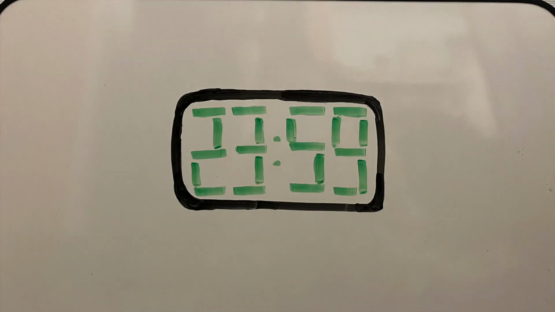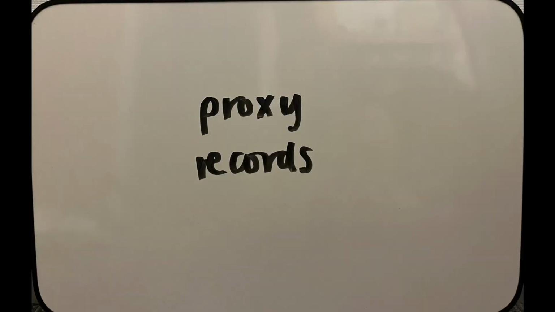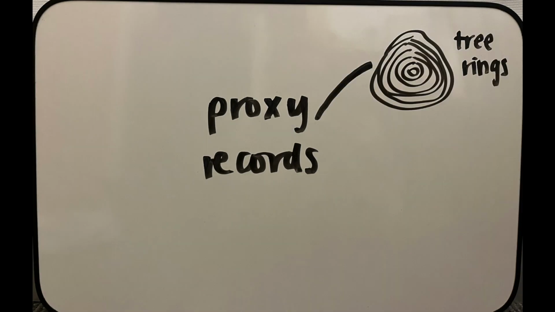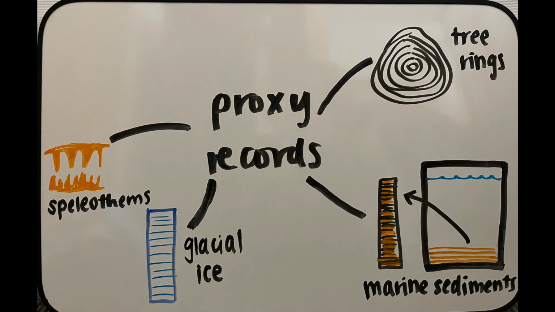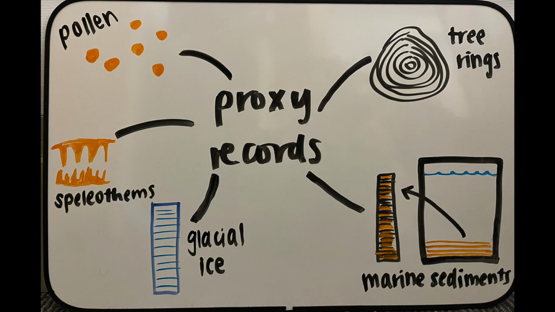Paleoclimatology is also a critical tool for understanding the planet's natural climate variability, which helps us to figure out the role of human activity on our warming world. But we can't go back in time, so how can we see into the past? Scientists use natural archives of climate information called proxy records. Evidence for past temperature and climate conditions is preserved in a diverse array of settings on land and in the ocean, like tree rings, marine sediments, glacial ice, cave deposits called speleothems, and pollen in lake sediments.